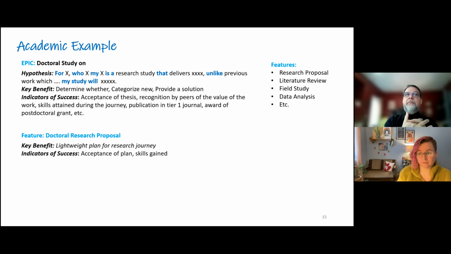And we call that a minimum viable product. You could call it anything you want, but the idea is that we have so much time, so much money, availability, resources. We need to use that in an extremely efficient fashion to get back the data that we need to tell us whether we're headed the right direction or not. That's why we want a lightweight plan. And again, indicators of success: acceptance of the plan, skills gained, and so on. And then user stories might be an outline, draft 1, draft 2, or it could be draft 1 of this section of the outline.